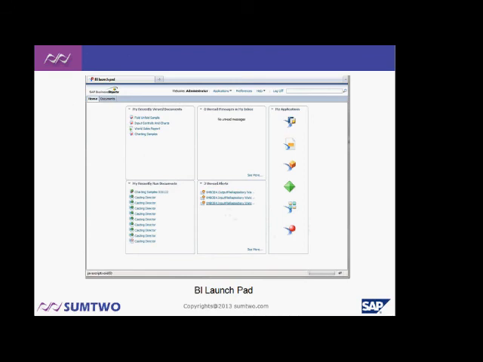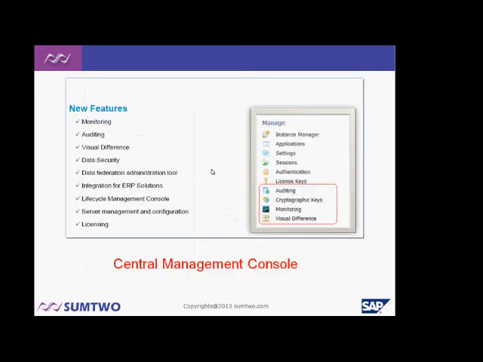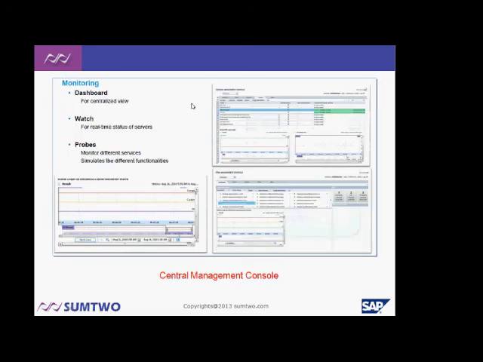This is the launchpad. This can be considered as a gateway to multiple BI applications, and this is customized for each user. You can see recently used or viewed documents, and then there is an inbox for messages. We will go through this and understand the concept of BI Launchpad. And then there is the Central Management Console, which is the administrative tool. We will get into the details of CMC, and the purpose of CMC is monitoring the jobs, auditing, data security, things like that.